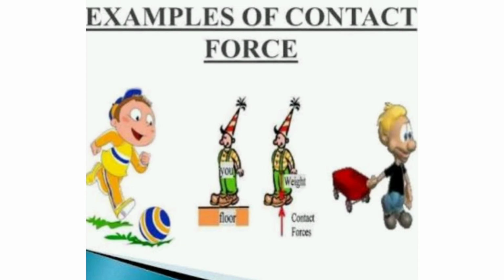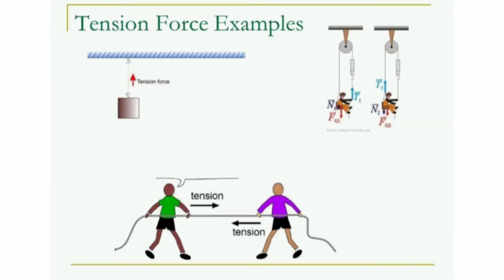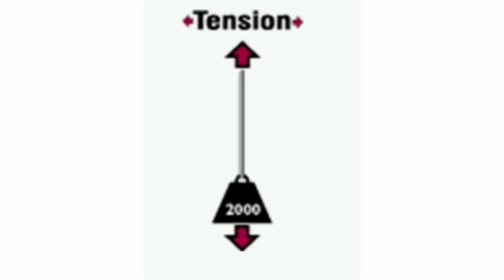First one is tension force. What is the meaning of tension force? It is the force that acts on a string when an object is hung from a string. The force exerted by a rope, cable, chain, etc. is called the force of tension.